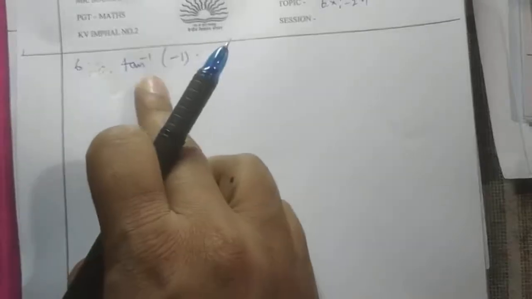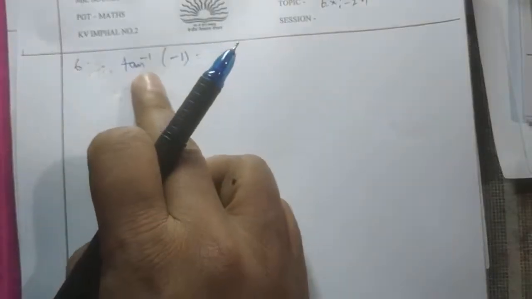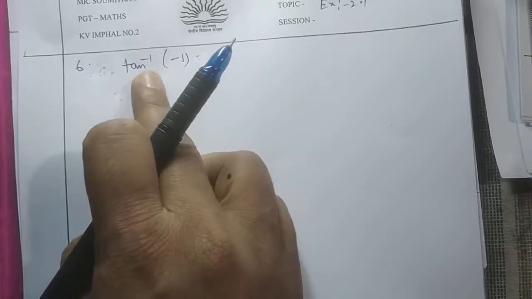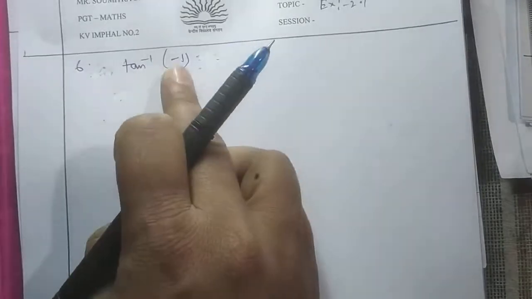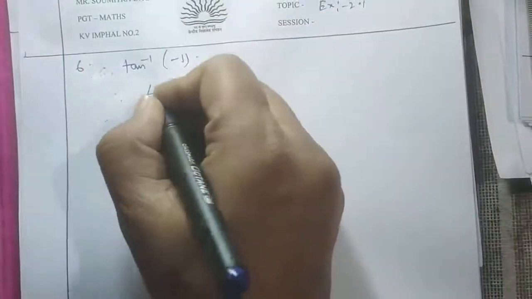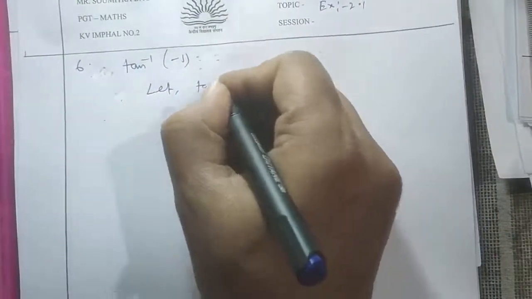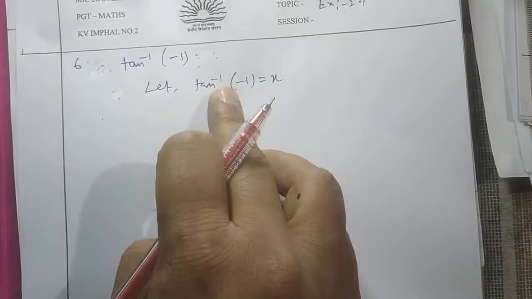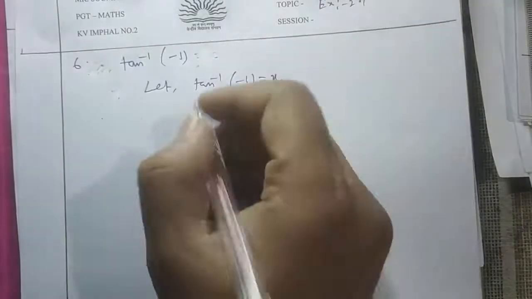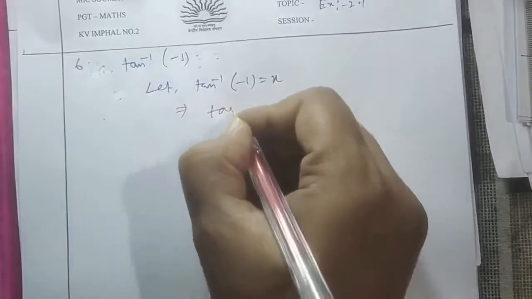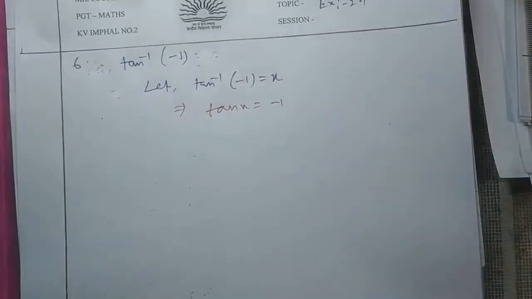Now let us come to question number 6. What is told here? In a similar manner, we have to find out PV for the given ITF tan inverse minus 1. So how to start first? Already we know. Let tan inverse minus 1 equal to x. So from here we can say, like previous, tan x will be equal to minus 1. Correct?